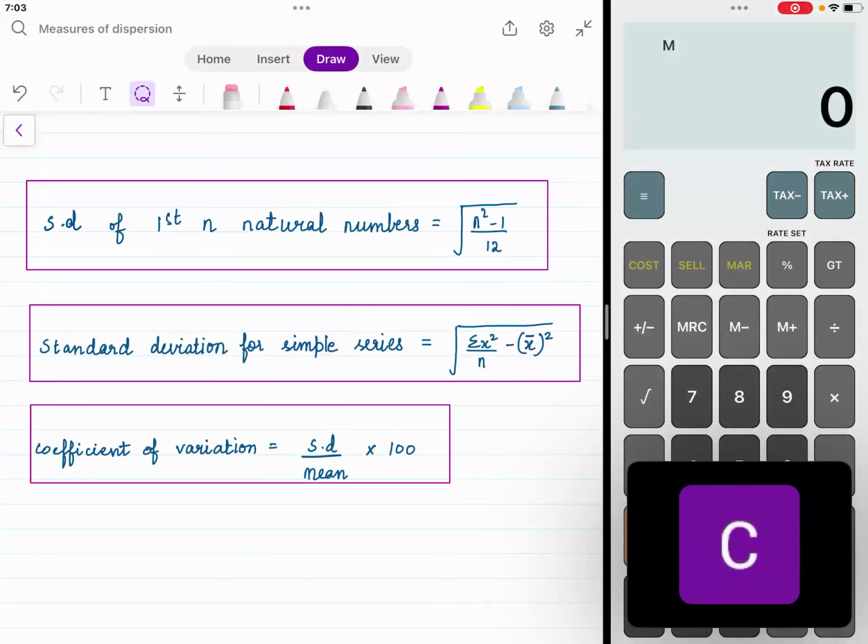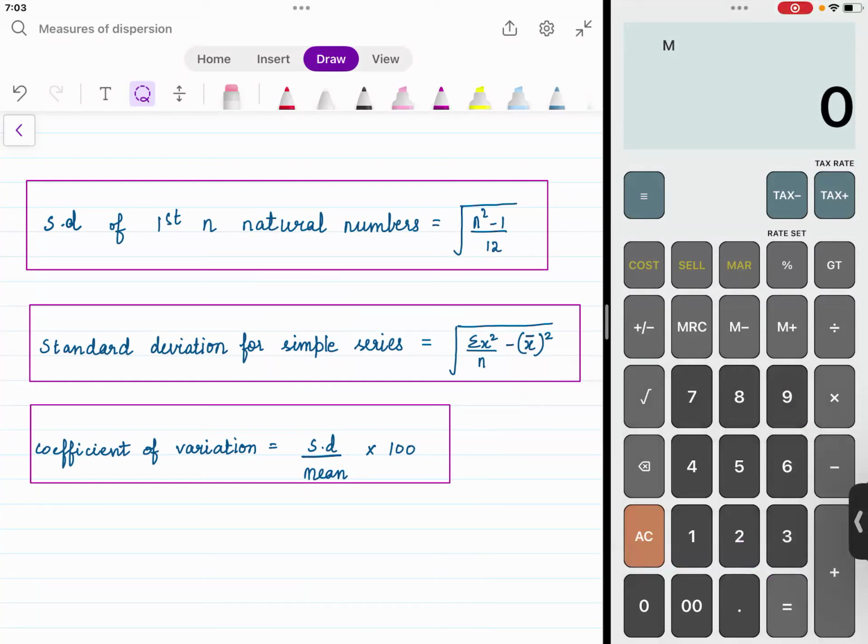Let us go to the next topic in measures of dispersion, which is standard deviation and coefficient of variation. First formula: the standard deviation of the first n natural numbers is equal to root of (n square minus 1) by 12. Based on this, let us solve two questions.